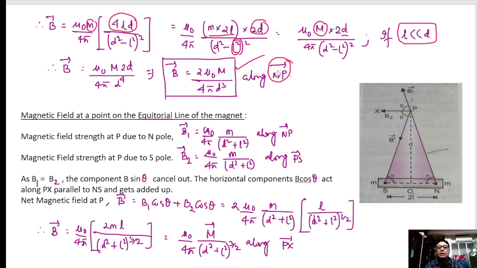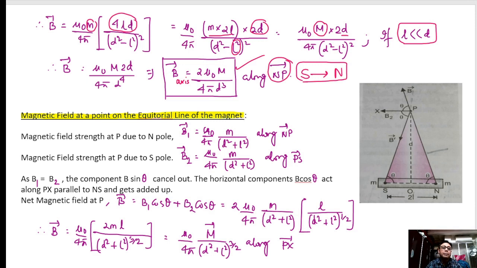So this is the formula of the net magnetic field due to a magnet having equal pole strengths. It will always be from the south pole to the north pole. The magnetic field strength along the axis will be from the south pole to the north pole. So this is along the axis.